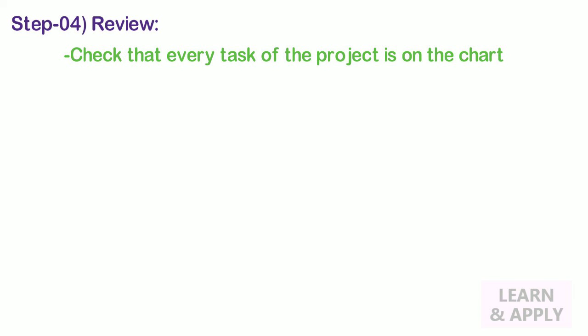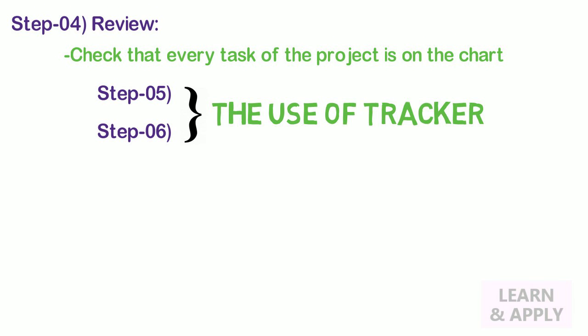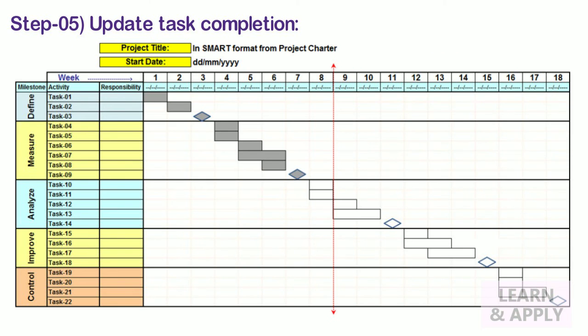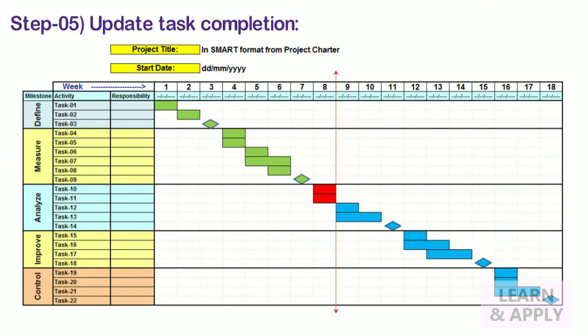Step 4. Review. Check that every task of the project is on the chart. Step 5 and Step 6 are talking about the use of the tracker. Step 5. Update task completion. As events and activities take place, fill in the diamonds and bars to show completion. For tasks in progress, estimate how much of the task is completed and update it by filling a portion equivalent to the amount of task completed. There is another method to make it easier to understand. We can use colors, that is, sky blue color to indicate plan, green color to indicate compliance, and red color to indicate delay.